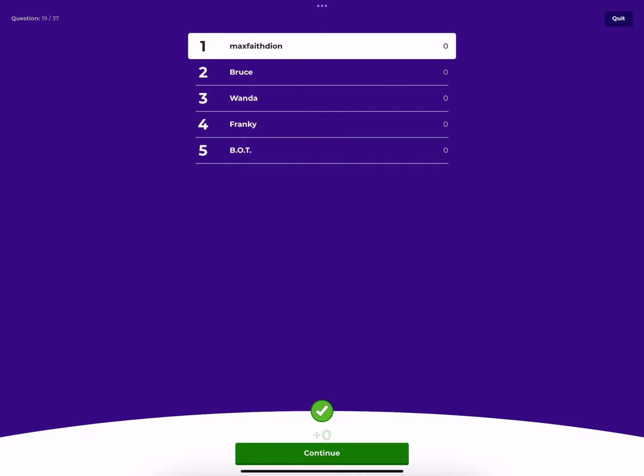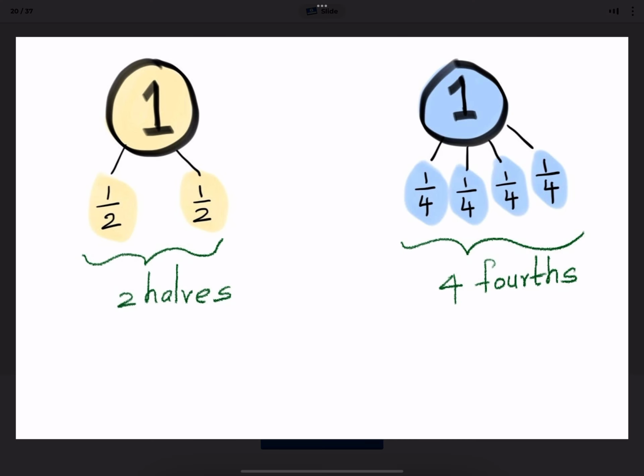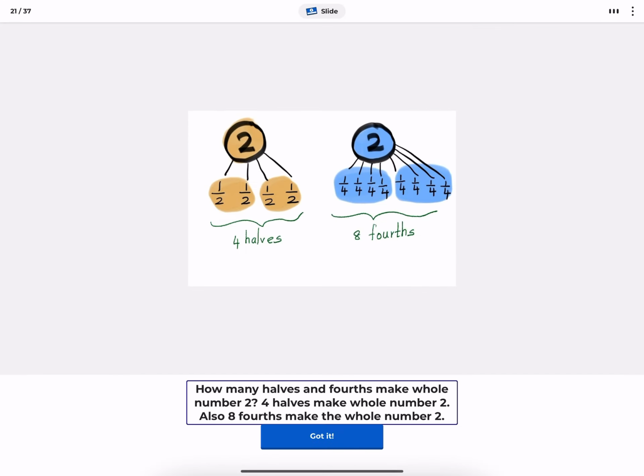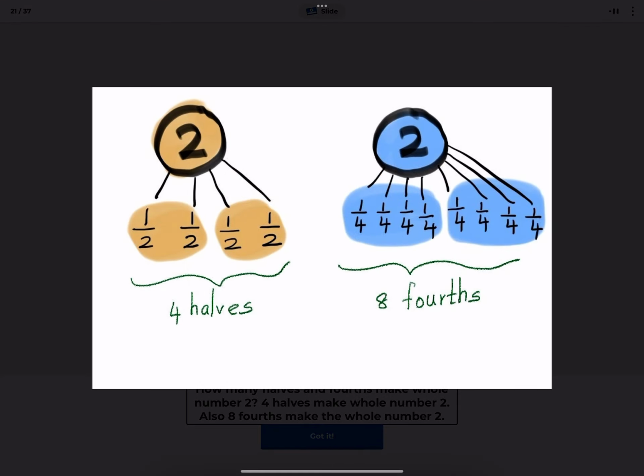How many halves and fourths make one whole? 2 halves make 1 whole. 4 fourths make 1 whole. How many halves and fourths make whole number 2? 4 halves make whole number 2. Also 8 fourths make the whole number 2.